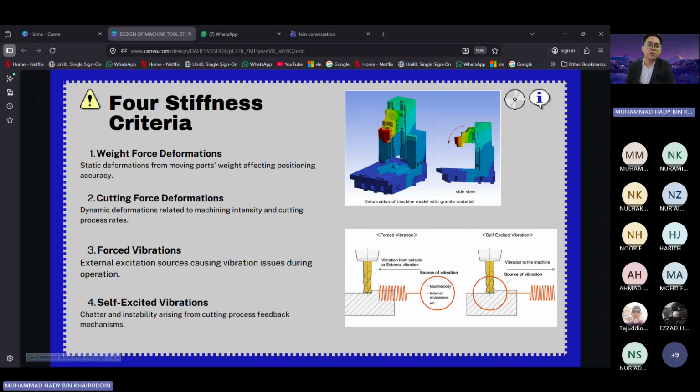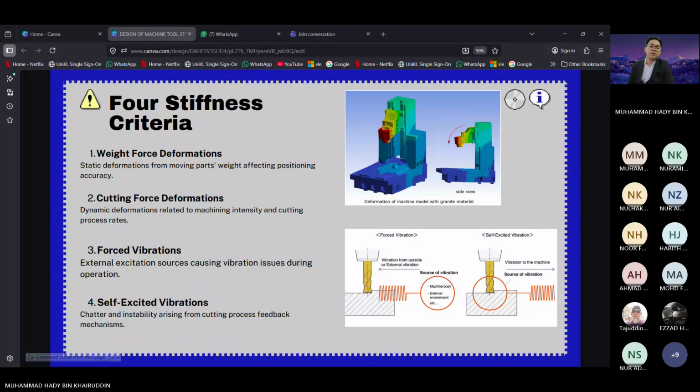Okay. Now we go to the 4 stiffness criteria. The static challenge is about weight force deformation. The first thing a machine must do is support itself. Weight force deformations are static. Imagine a heavy carriage moving along a long machine bed. As that weight shifts from one end to the other, the bed can actually bow or sag slightly. Even a tiny deflection here ruins your position accuracy. We must design a structure stiff enough that its own moving parts don't cause it to bend.